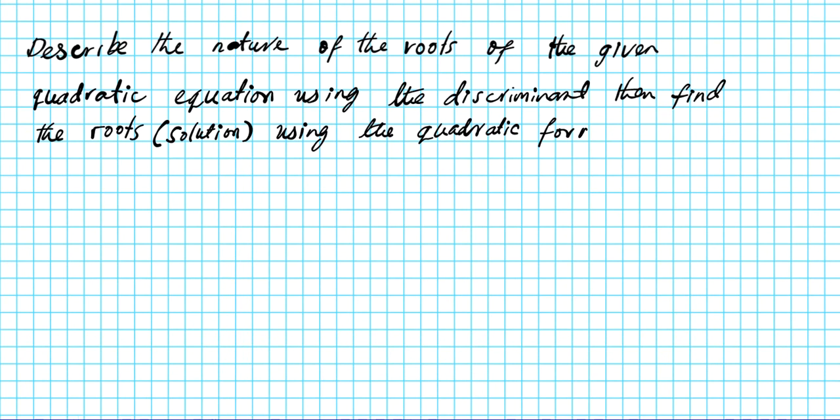Alright, so the example that we're going to be looking at today is the quadratic equation 3x squared plus 7 equals negative 2x. Okay, so the first thing we're going to do is we're going to use the discriminant to describe the nature of the roots.